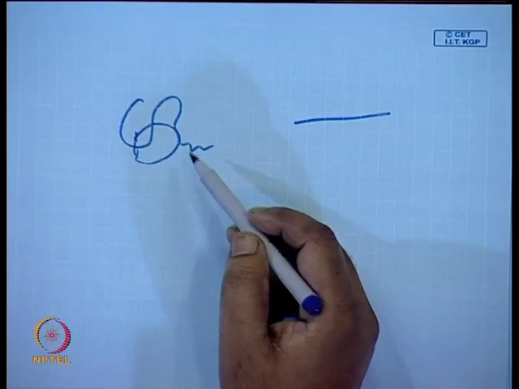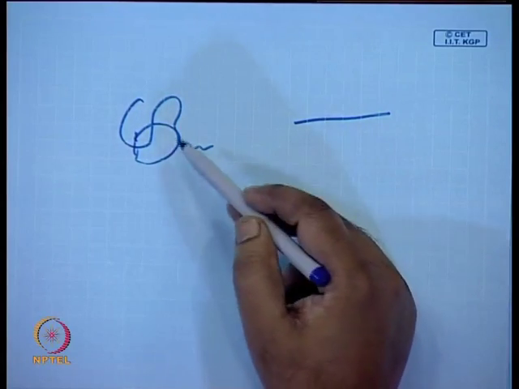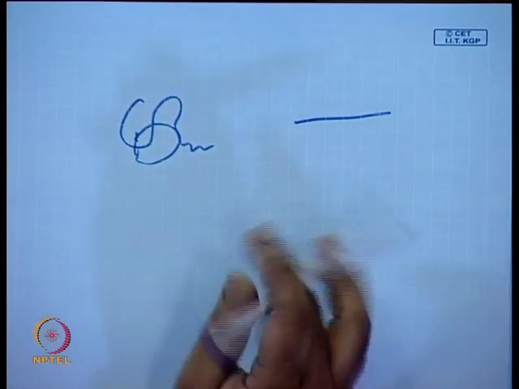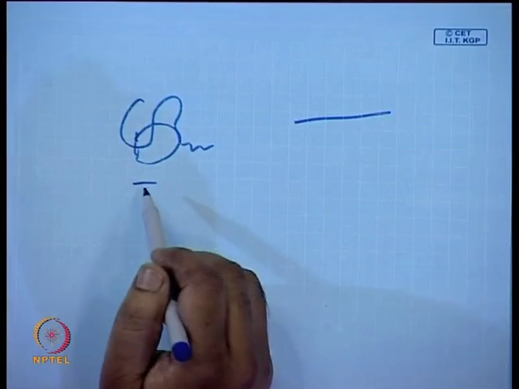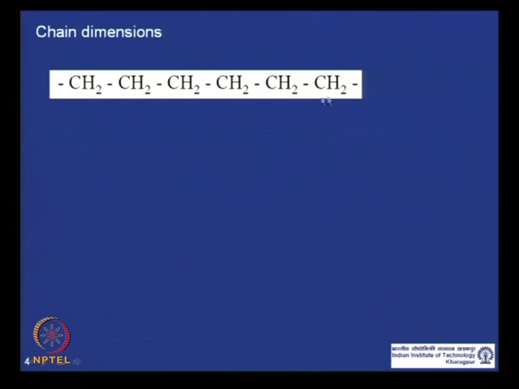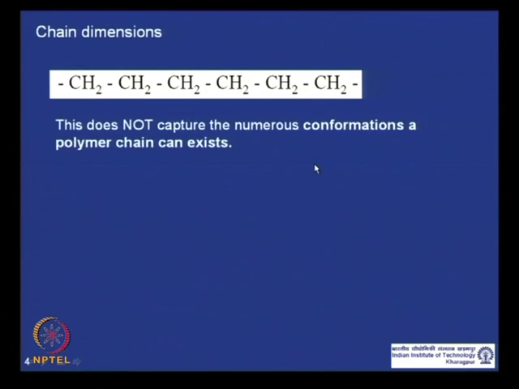Okay. Now, that is because the polymers are long chains, and there are numerous possible conformations, because you have a rotational freedom across the backbone, and if the polymer chain rotates across the backbone, obviously you will get different conformations, and the backbones are quite flexible in case of polymers. So, that is the reason you get this type of conformation most of the time. Let us consider a simple polyethylene molecule. This is the chemical expression. Now, this does not capture the numerous conformations in which a polymer chain exists.